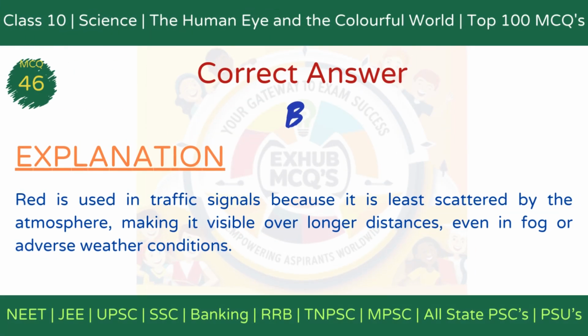The correct answer is option B. Red is least scattered. Explanation. Red is used in traffic signals because it has the longest wavelength and is the least scattered by the atmosphere. This ensures it remains visible over longer distances, even in adverse conditions.